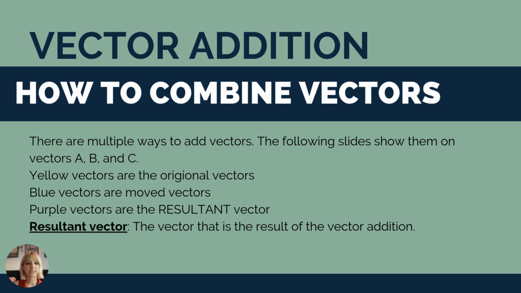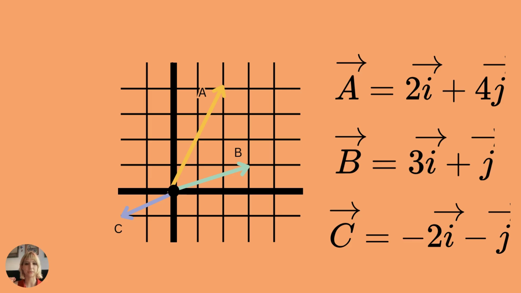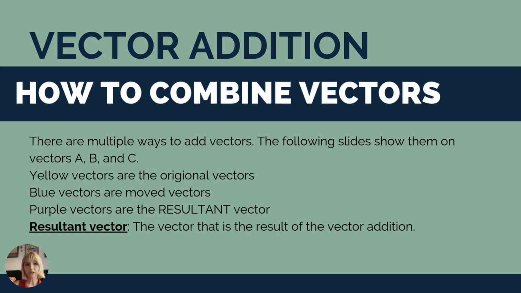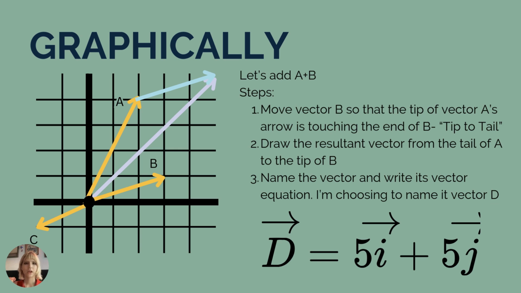There are multiple ways to add vectors, and the following slides show them on our vectors A, B, and C that we have right here. I have a little color code for you. Yellow vectors are the original vectors. Blue vectors are vectors that I have moved, and purple vectors are the resultant vector. The resultant vector just means the vector that is the result of the vector addition. So pretty straightforward.